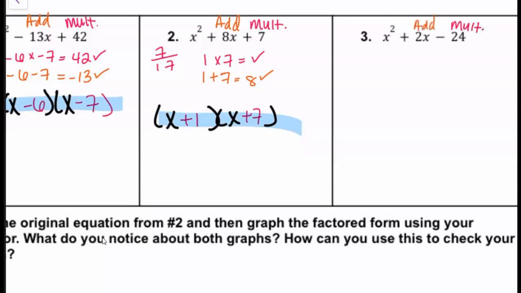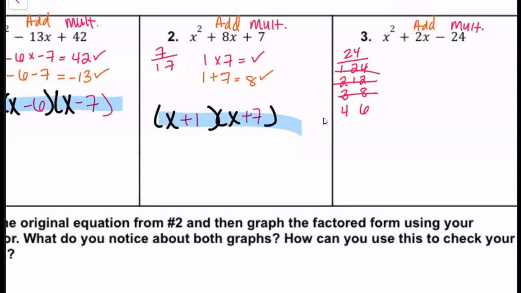So 24 has a bit more factors, not too much. I have 1 and 24, 2 and 12, 3 and 8, and then 4 and 6. And some of these are either going to add or subtract to be 2. And you go one by one. 1 plus 24 is 25. 24 minus 1 is 23. Can't be this no matter how I combine it. 2 plus 12 is 14. 12 minus 2 is 10. Can't work. 3 plus 8 is 11. 8 minus 3 is 5. 4 plus 6 is 10. And 6 minus 4 is 2.